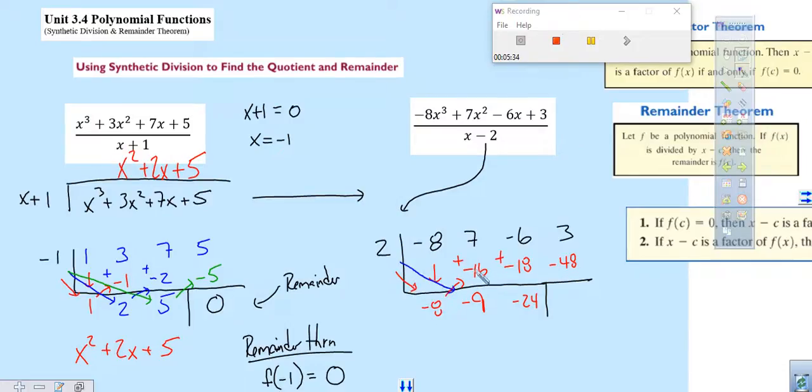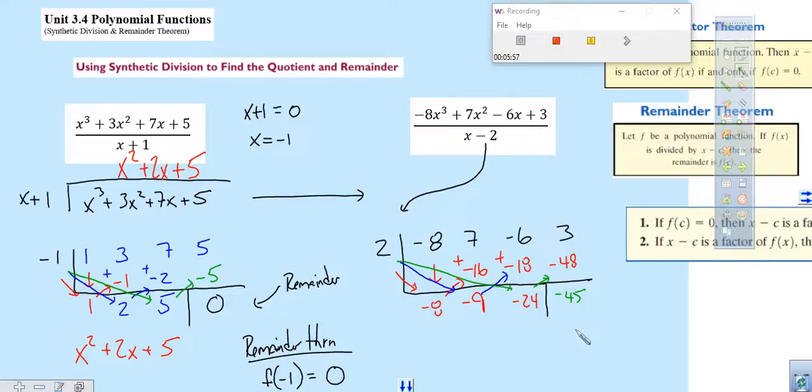We take the 2 times the 9, right, because we added those together. 7 plus negative 16 is negative 9. We take the 2 times the 9, we get negative 18. We add, we get negative 24. We multiply, we get negative 48. We add, and we get negative 45.